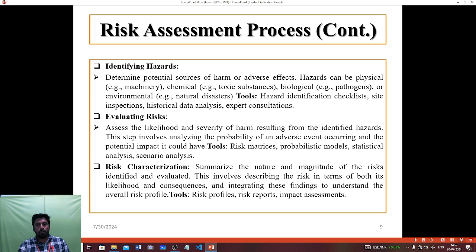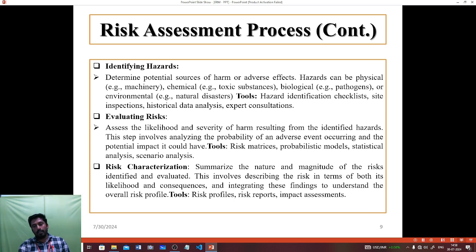So how do we identify and manage hazards? Some tools must be used for hazard identification, to identify whether something is a hazard or not, using the following: checklists and site inspection, historical data analysis, and expert consultations. These are the small tools to identify hazards, and they are very useful.